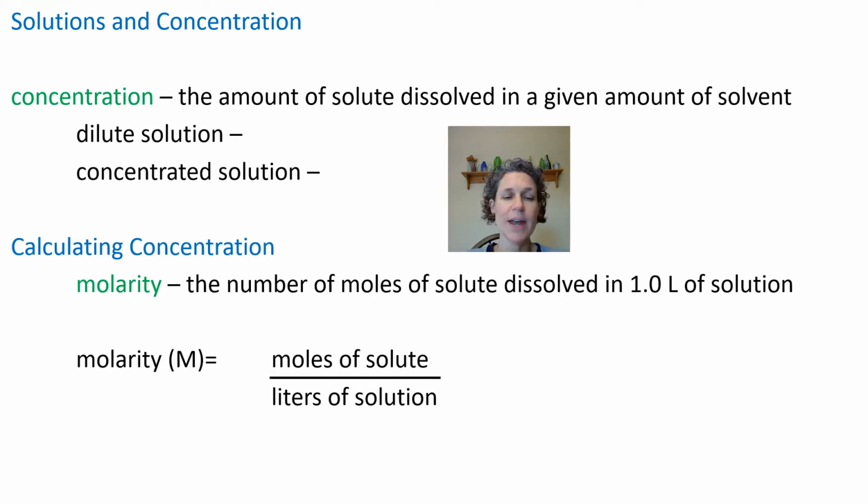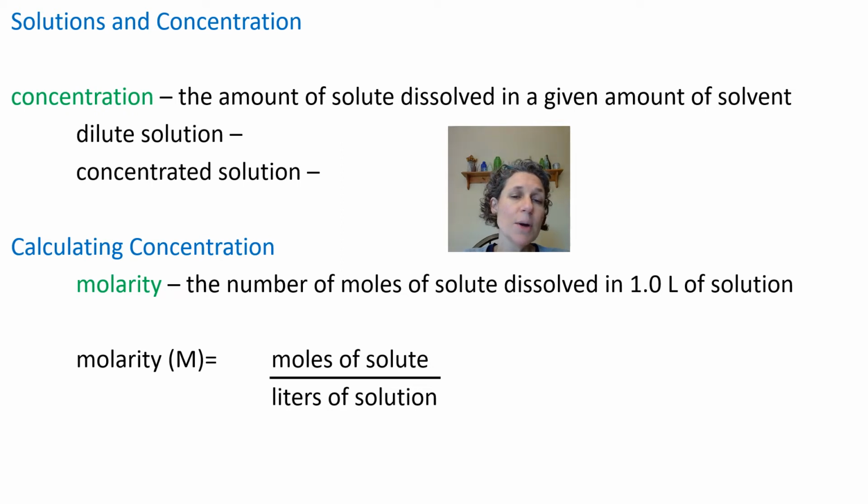Okay, so now to the math. Calculating concentration. Concentration is the amount of solute dissolved in a given amount of solvent. If you're talking about a dilute solution, and we'll write this in class, you typically have a low amount of solute and a larger amount of solvent. They're kind of opposites of each other: solute is low, solvent is high. A concentrated solution is the other way around. You have an increased amount of solute and a lower amount of solvent.